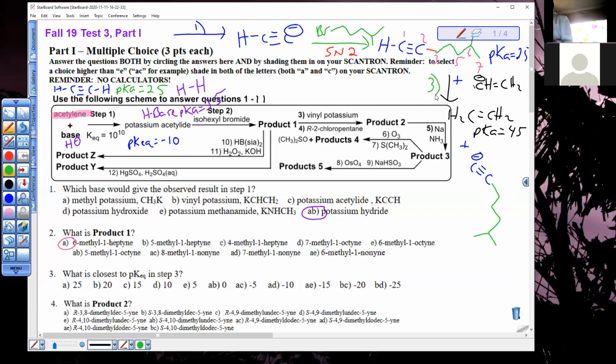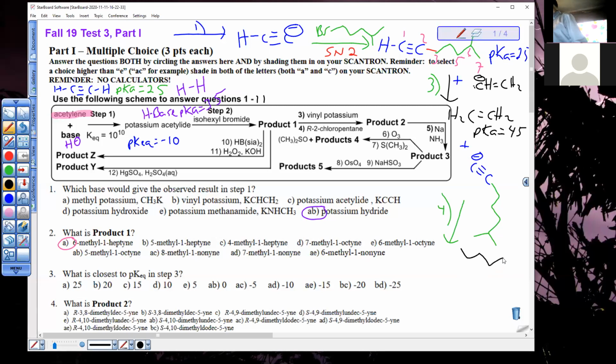3 made that anion, and 4 is going to react with R2-chloropentane. I want to see if you know that this is a backside attack on an R stereocenter. You don't have to draw it properly. In fact, on the test, don't do that. Just don't do it.